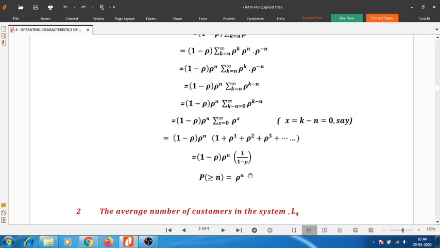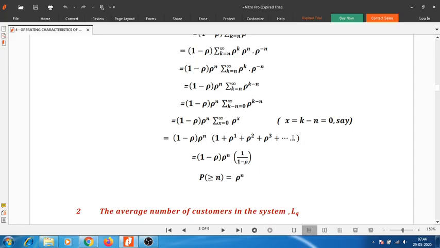Now see that k minus n is equal to, say, x. So it starts from x equal to 0. So that summation runs from x equal to 0 to infinity rho power x, because we put x equal to k minus n. Now expanding this summation, put x equal to 0, rho power 0 is 1. Put x equal to 1, rho power 1, x equal to 2, rho square, x equal to 3, rho cube, and so on.